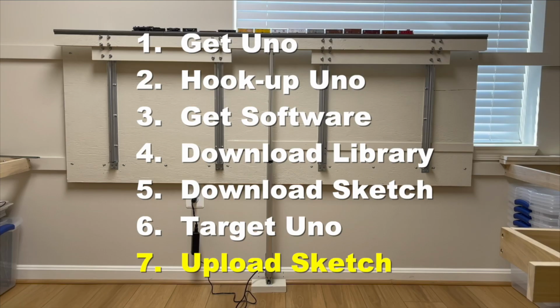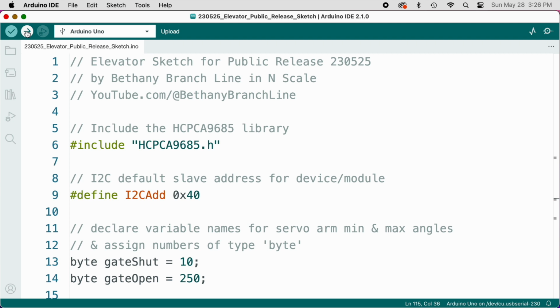Step 7. In the upper left corner of the sketch window, click on a round right arrow button.